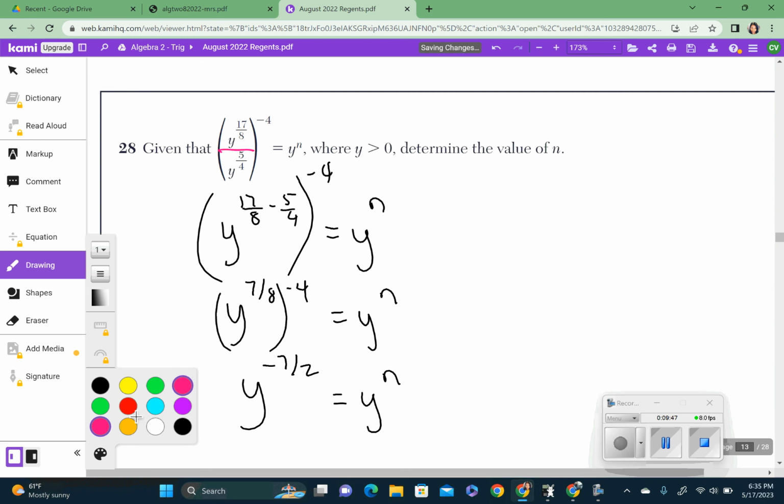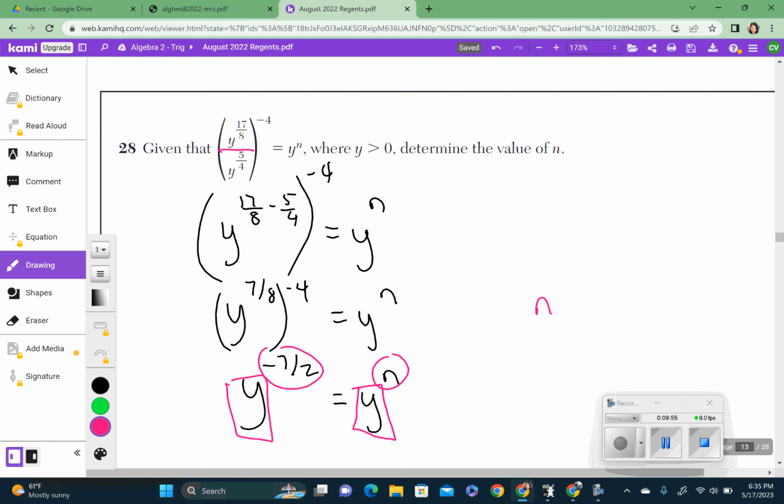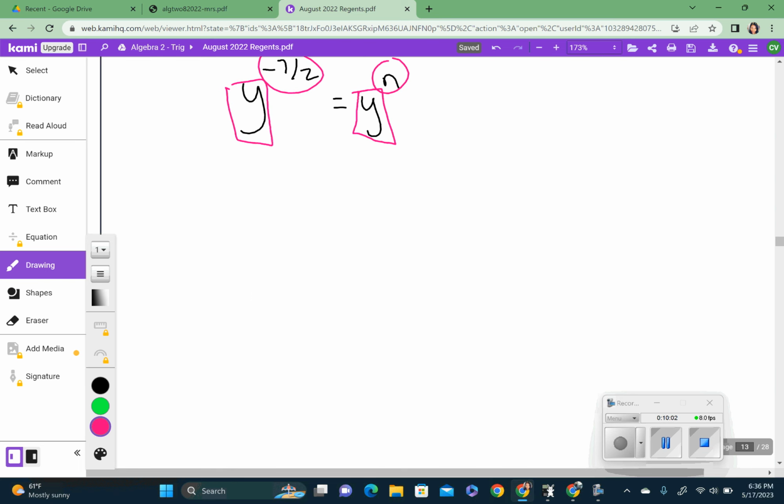This is literally just matching, right? The y's are the same on the bottom. That means that my exponents are equal: n is equal to negative 7 over 2. So n equals negative 7 over 2, because all I'm doing is just matching. Okay, that's question number 28.